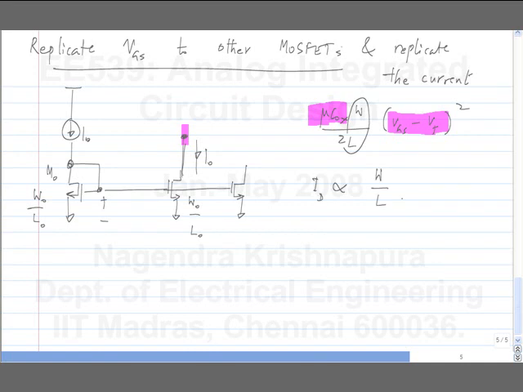Now one thing that you should keep in mind while replicating is the fact that ID is proportional to W is exact. Okay. If you take two MOSFETs and connect them in parallel, you do get twice the current. But ID is not exactly inversely proportional to L, because the drawn length is different from the effective length, and when you make different lengths, the ratio between the drawn length and effective length is also different. So the inverse proportionality to L is not exact, but direct proportionality to W is exact.